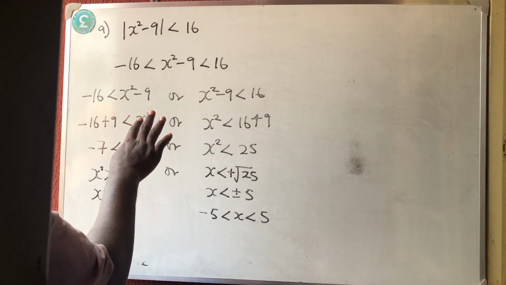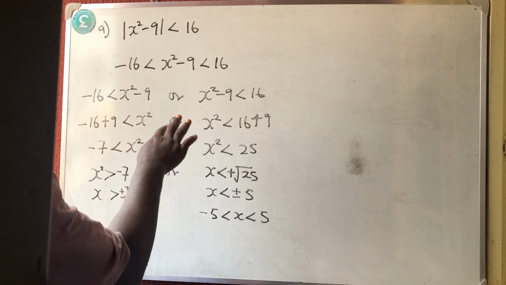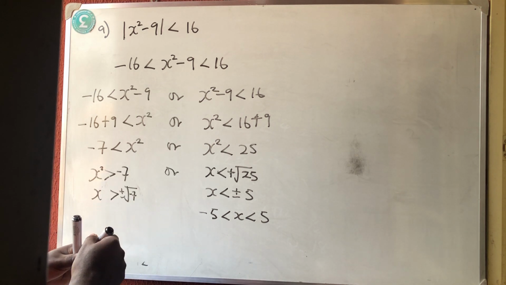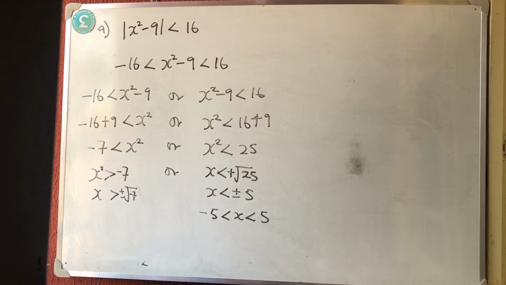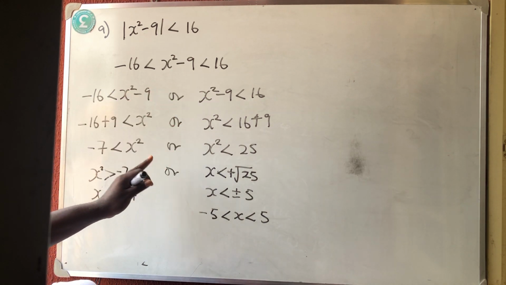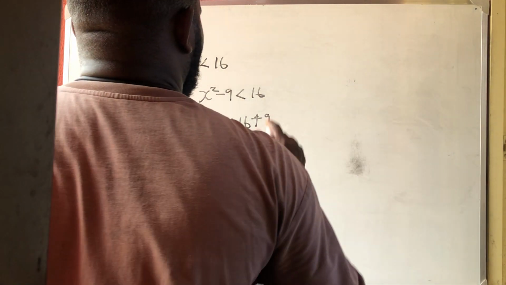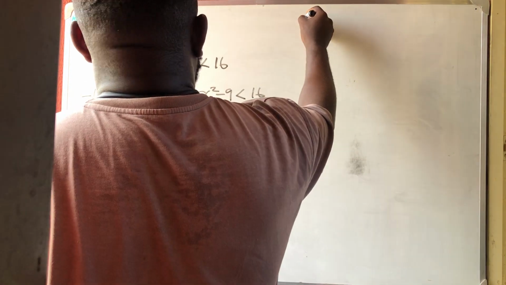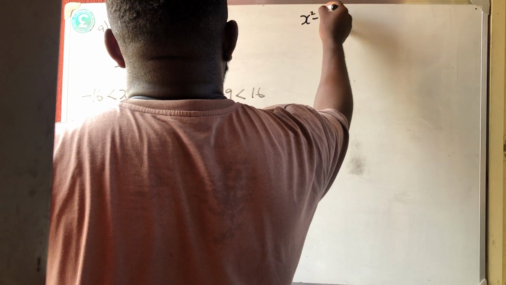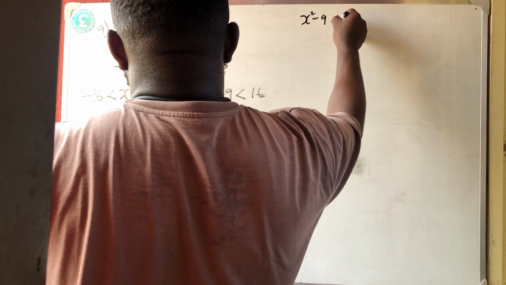In fact, on a normal, we are not supposed to solve this way. Let me show you how we are supposed to solve it on a normal. I'm just solving this way for you to understand. But on a normal, we are supposed to solve it this way. Let me show you. x squared minus 9 is less than what?